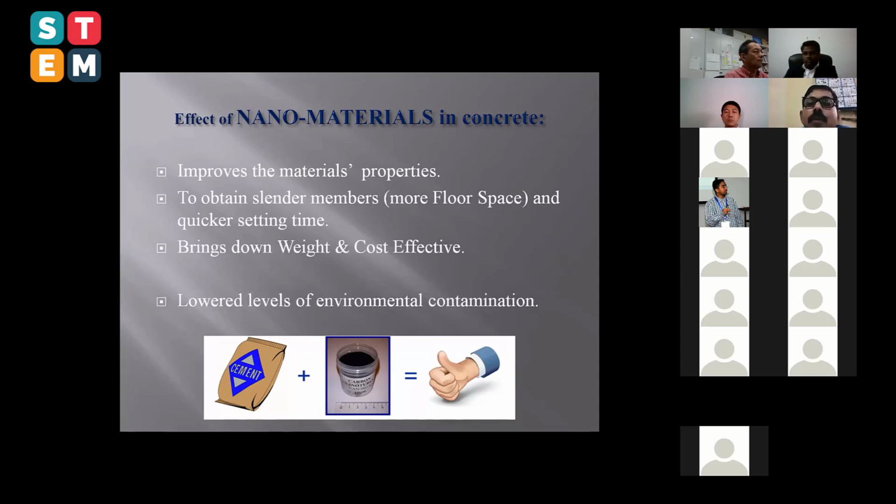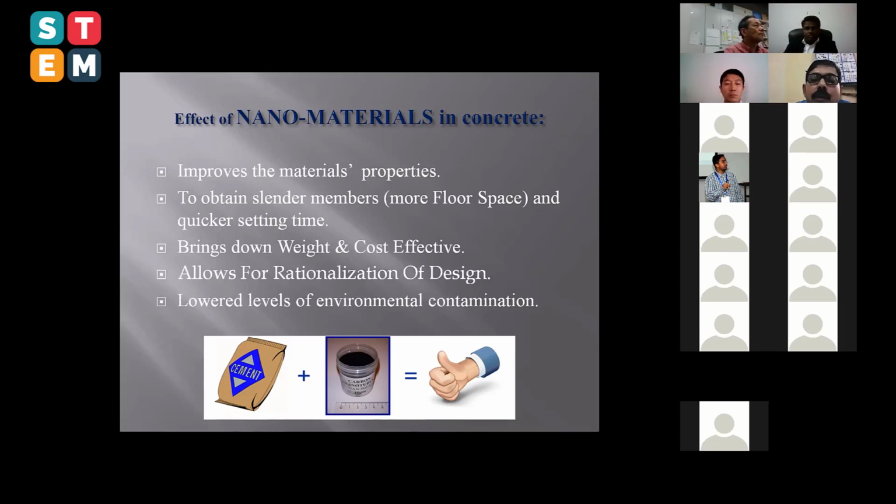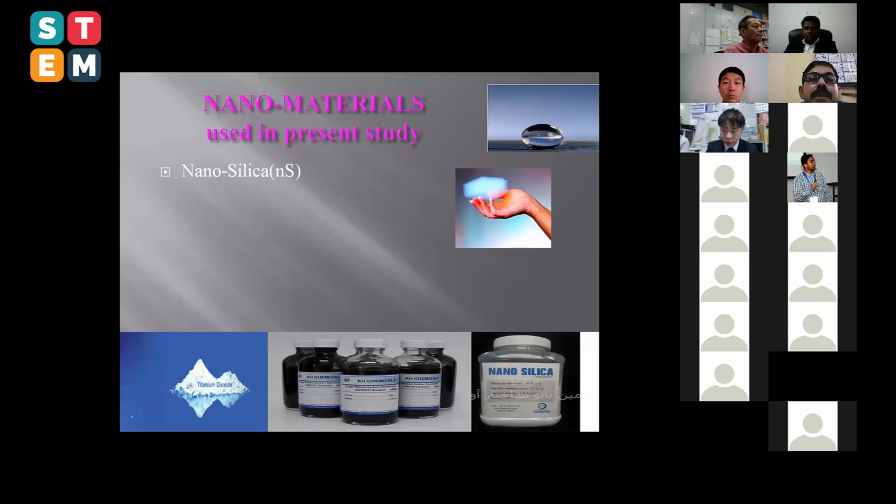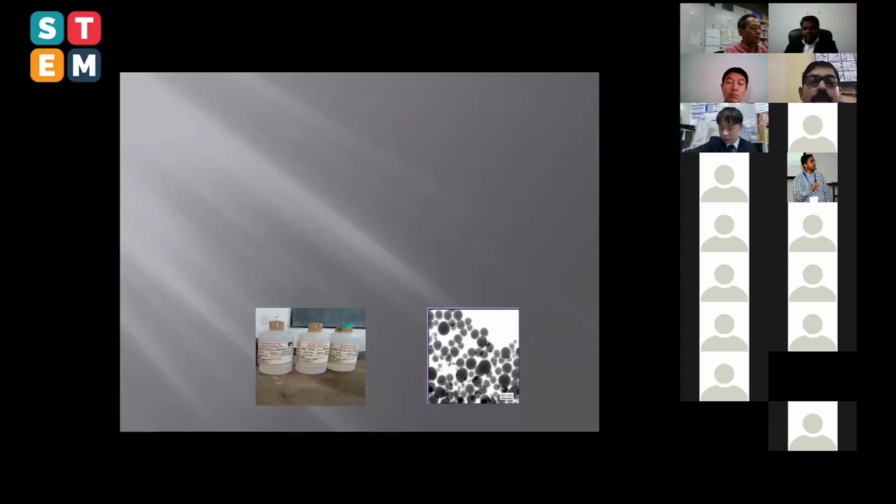And the effect of nanomaterials in concrete: basically, it improves the material's properties to obtain slender members, and you can get a quicker setting time. It brings down the weight, is cost-effective, lowers environmental contamination, allows for rationalization of the design, and improves the carbon rating. We can reduce the carbon emissions. The nanomaterials used in the present study are nanosilica, carbon nanotubes, and nanotitanium oxide.